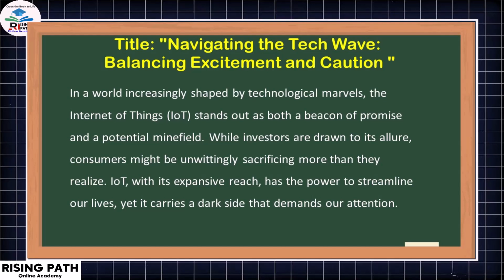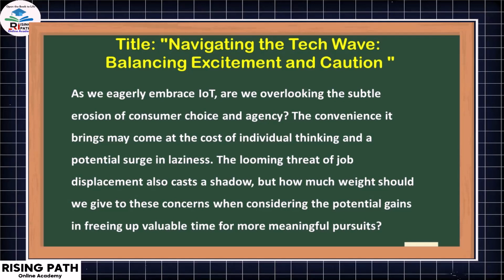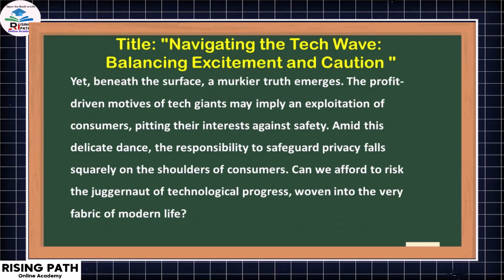Of course, a magazine article must have a title, so this is the title, one option. You can have your own: Navigating the Tech Wave. So the first paragraph, as you can see, begins "In a world increasingly shaped by". As you can see in the second paragraph, the evaluation has started, and in the third paragraph, "Yet beneath the surface a murkier truth emerges." So as you can see, we are analyzing the pros and cons. So we are evaluating the points, some of the points that we have selected from both texts, and we have numbered them, and now we are going to discuss them.